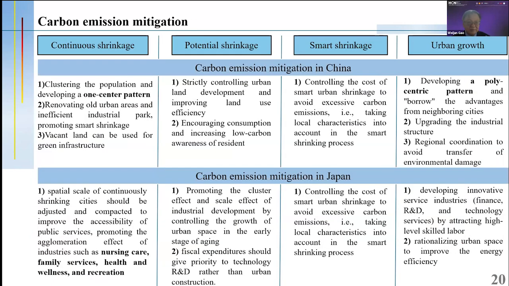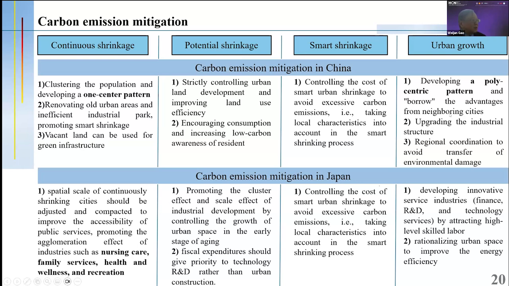And then we have some mitigation measures for China and Japan. For China, for example, clustering the population and developing a one-center pattern, something like a compact city, will decrease the carbon emission. Also, renovating the urban area and efficient industry parks, promoting smart shrinkage.